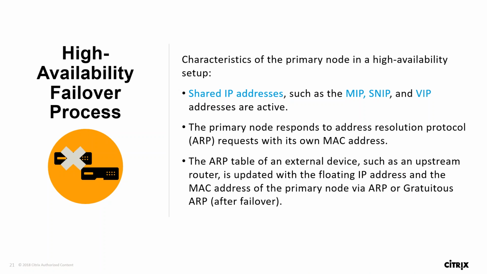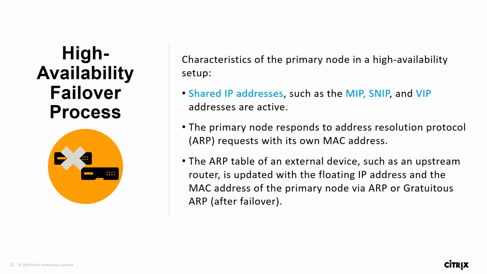Gratuitous ARP is when Citrix ADC performs an ARP update against its own IP address. GARP, or gratuitous ARP, updates are sent out by the new primary for all the floating IPs configured on the Citrix ADC HA pair. The GARP updates are staggered or throttled to 40 packets every 200 milliseconds, and we send 2 GARP updates per IP address.